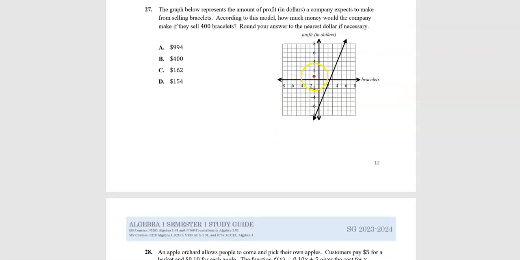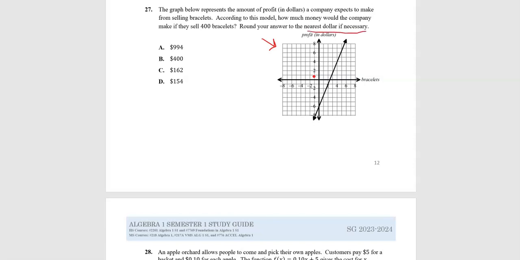Number 27 is saying that the graph below represents the total amount of profit in dollars a company expects to make from selling bracelets. According to this model, how much money would the company make if they sell 400 bracelets? Round your answer to the nearest dollar if necessary.